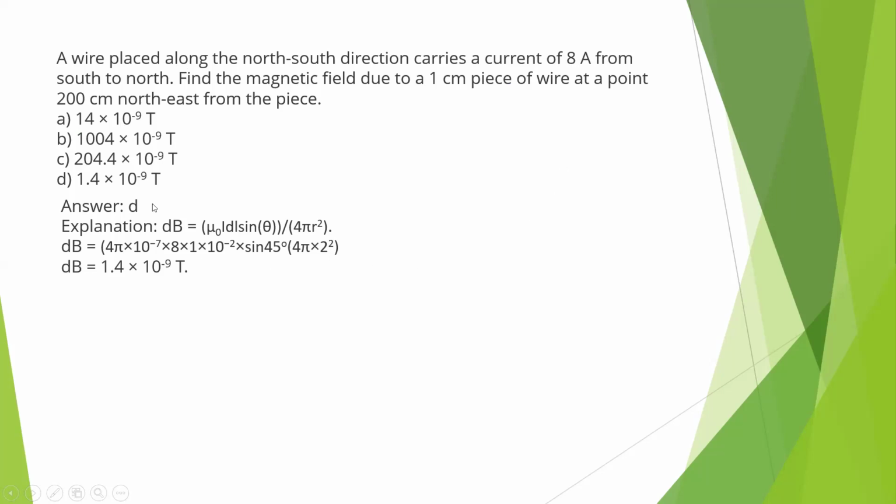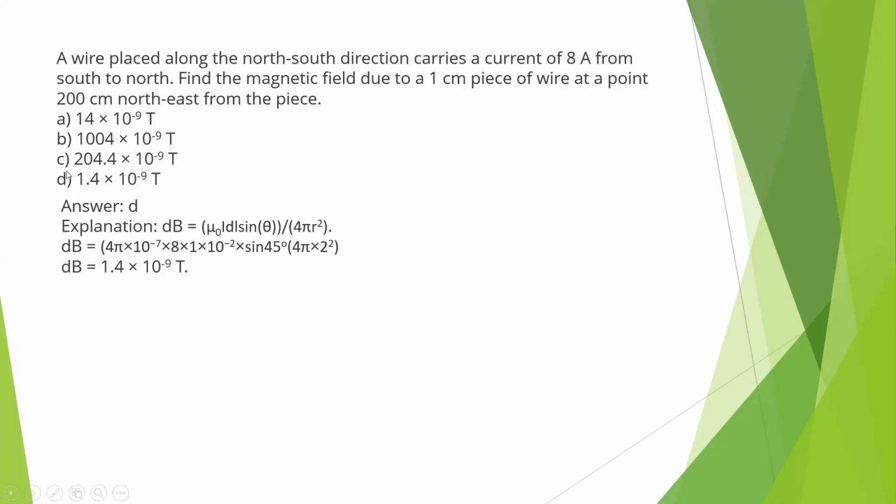Your explanation for this one: dB is equal to mu 0 I dl sine theta by 4 pi r square. This is the basic equation for a magnetic field. So dB equals 4 pi into 10 to the power minus 7, times I dl sine 45, which is 8 into 1 into 10 to the power minus 2 sine 45, divided by r square. Since they have given northeast, your angle will definitely be 45 degrees. r is 200 centimeter, and very important, you have to convert it into SI unit. All the SI units you have to remember. So it is 2 square, and dB equals 1.1.